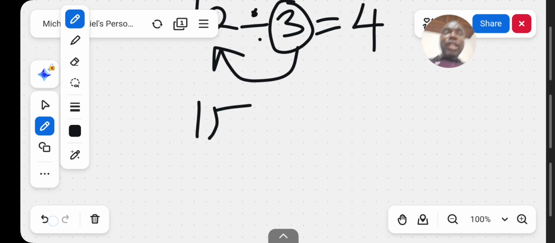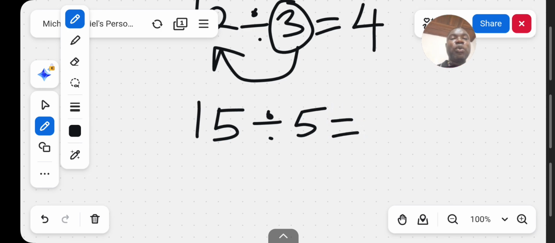So we could have a question like 15 divided by 5. What multiplication table would you read? You read 5 times. So 5 times 1 is 5. 5 times 2 is what? 10. 5 times 3 is 15. So since 5 times 3 is 15, it means 15 divided by 5 should be what? 3. Easy peasy.